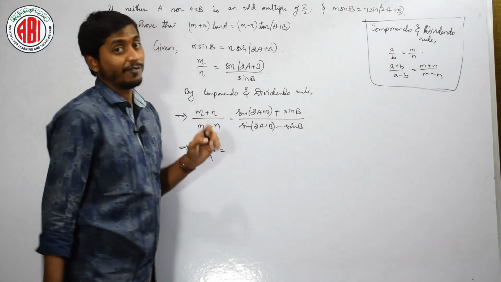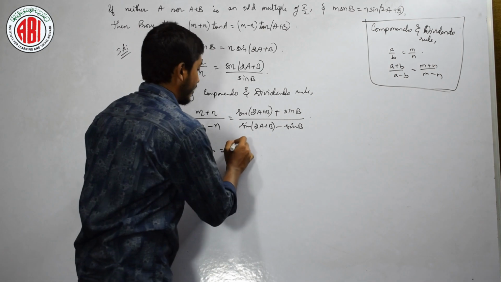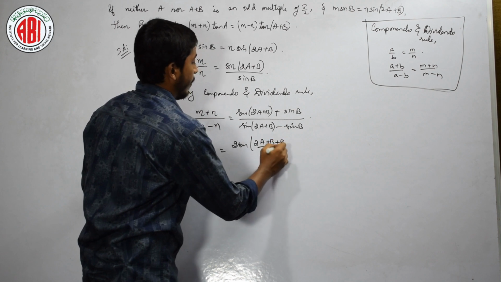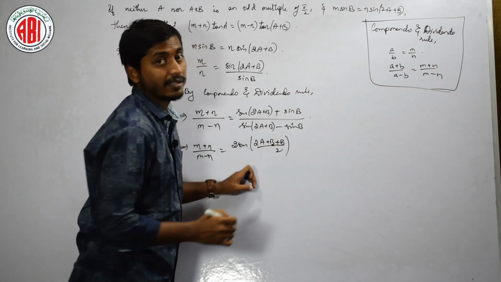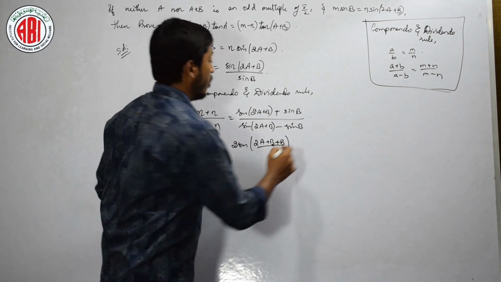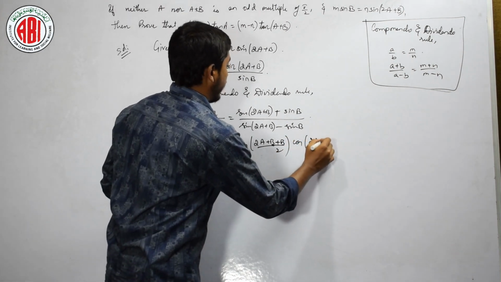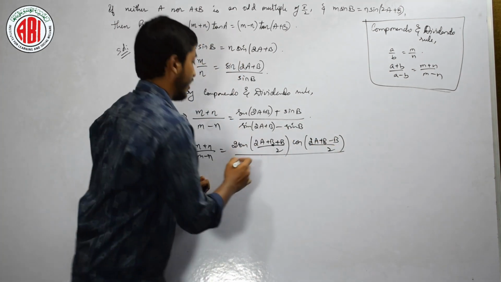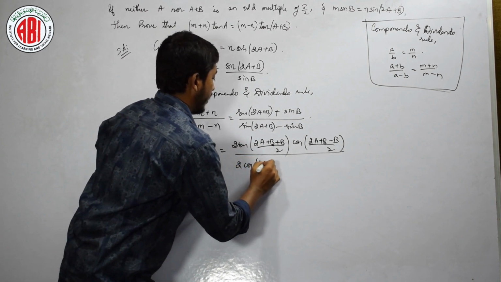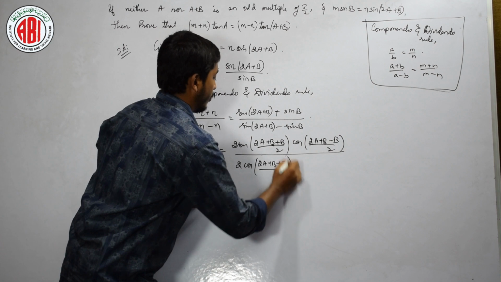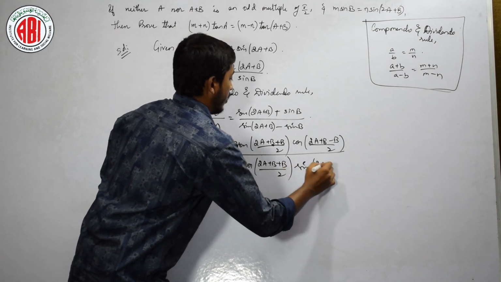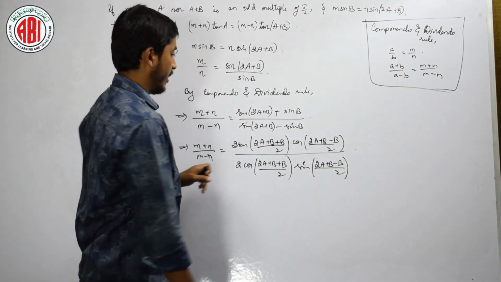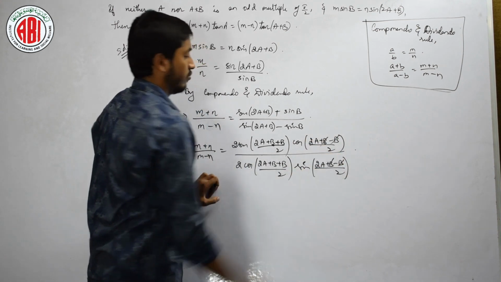Here it is sin c plus sin d. What is the formula of sin c plus sin d? That is 2 sin c plus d by 2 cos c minus d by 2. Isn't it? Denominator also sin c minus sin d, that is 2 cos c plus d by 2 sin c minus d by 2. Isn't it? Is there anything to cancel? We can cancel these both, right?